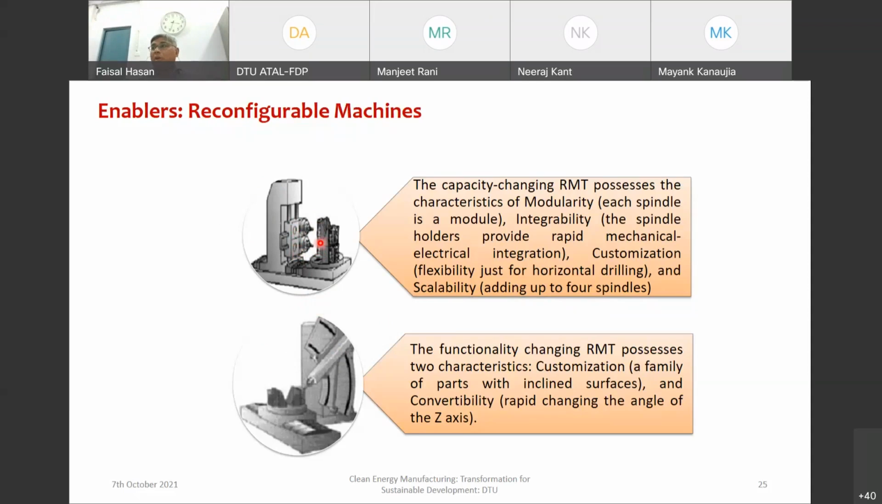So I can increase my capacity. So this is, in very simple words, a capacity changing RMT.